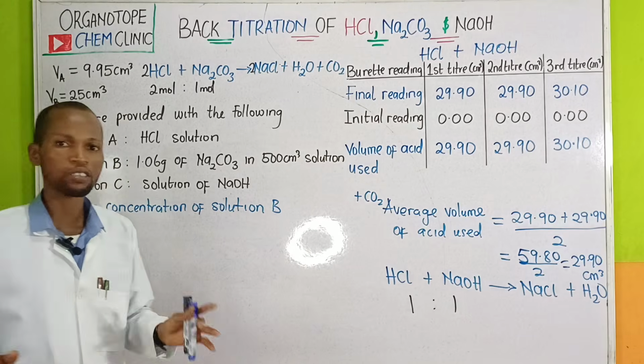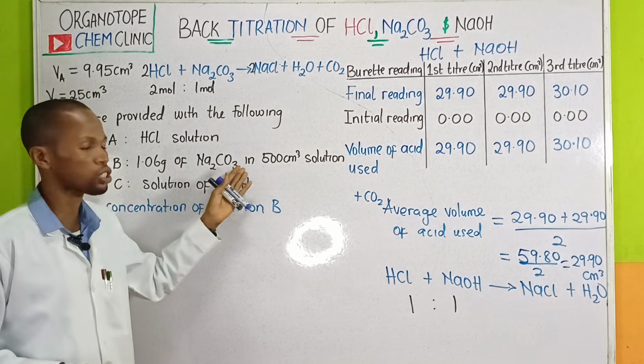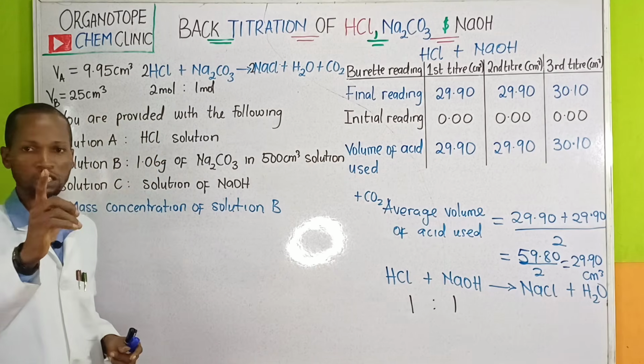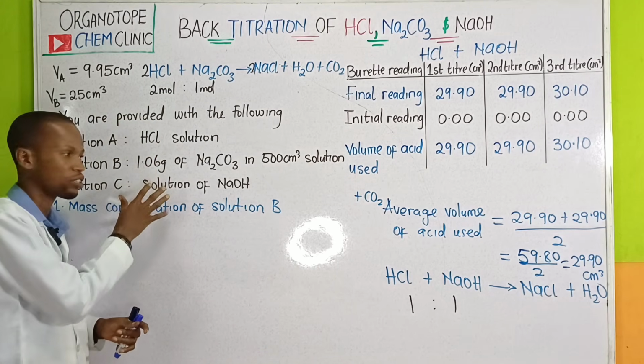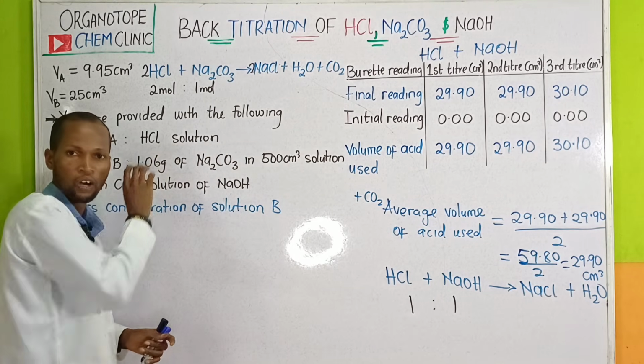So the first thing you're expected to do in any titrometric analysis is to identify the solution of known concentration, which is what? Your standard solution. So the solution of known concentration in this titration is the sodium carbonate. It is of what? Known concentration.